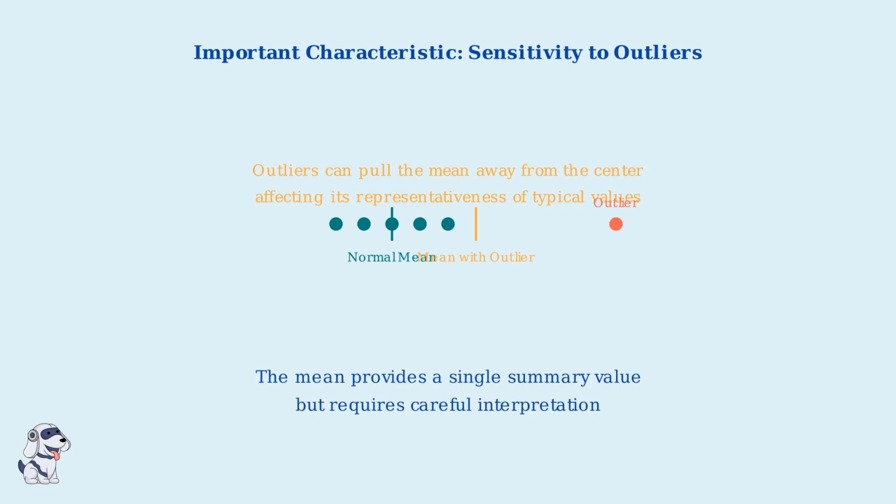Understanding the mean and its calculation is fundamental for public health analysis, as it provides a single value that summarizes the central tendency of health-related data, though we must always consider its limitations when interpreting results.